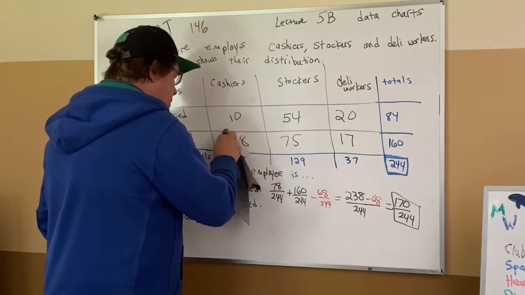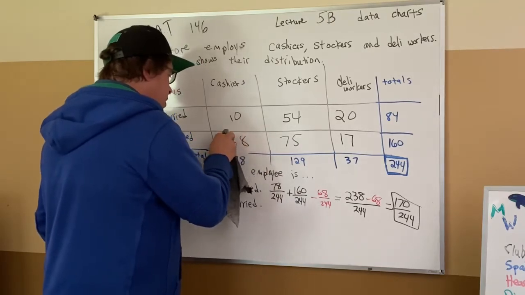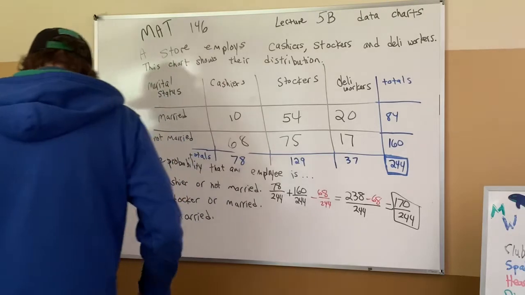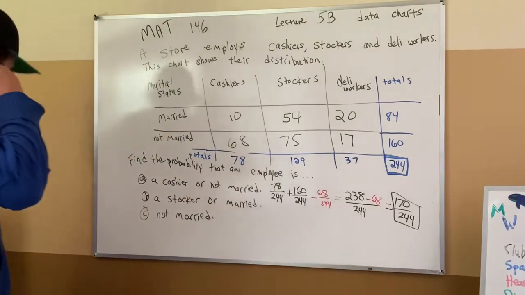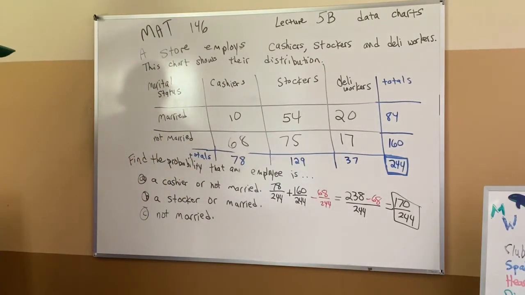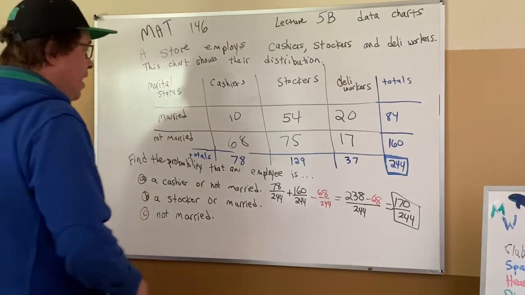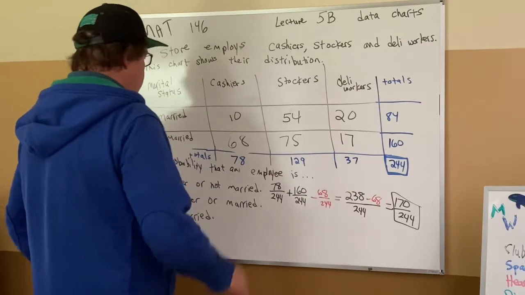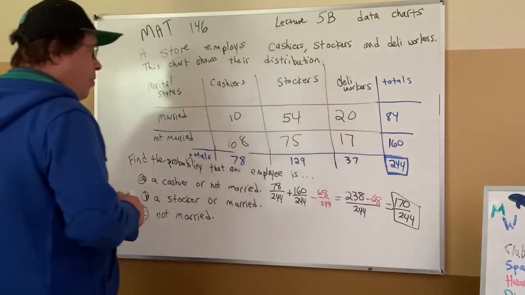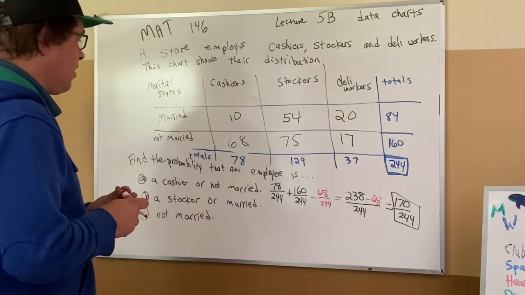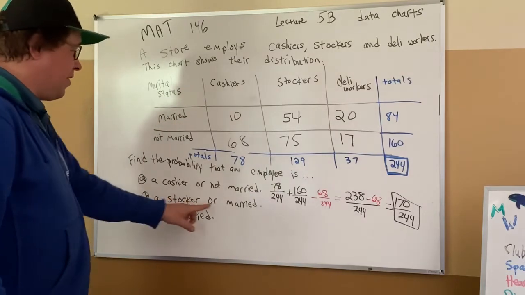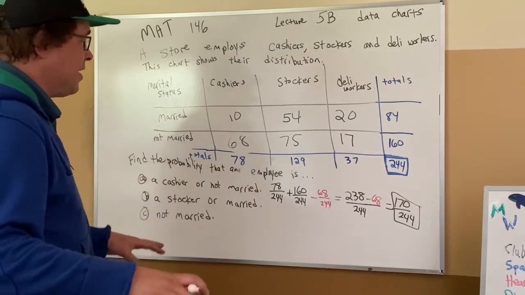So I want you to be able to go back to this and get a few different pieces of information as you're looking back on how we use these charts. A stocker or married. Okay. So when we go for the stockers, we can go for 129, and if we go for married, we can go for 84. But are there any married stockers, right? I am a stocker and I'm married. That causes them not to be disjoint.